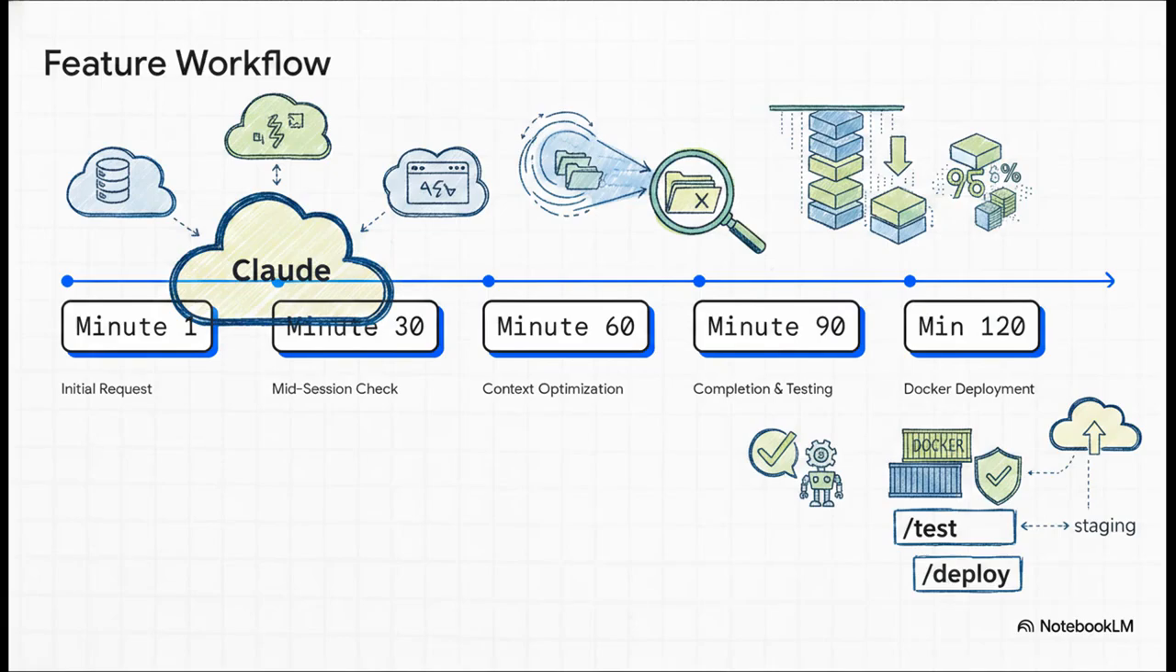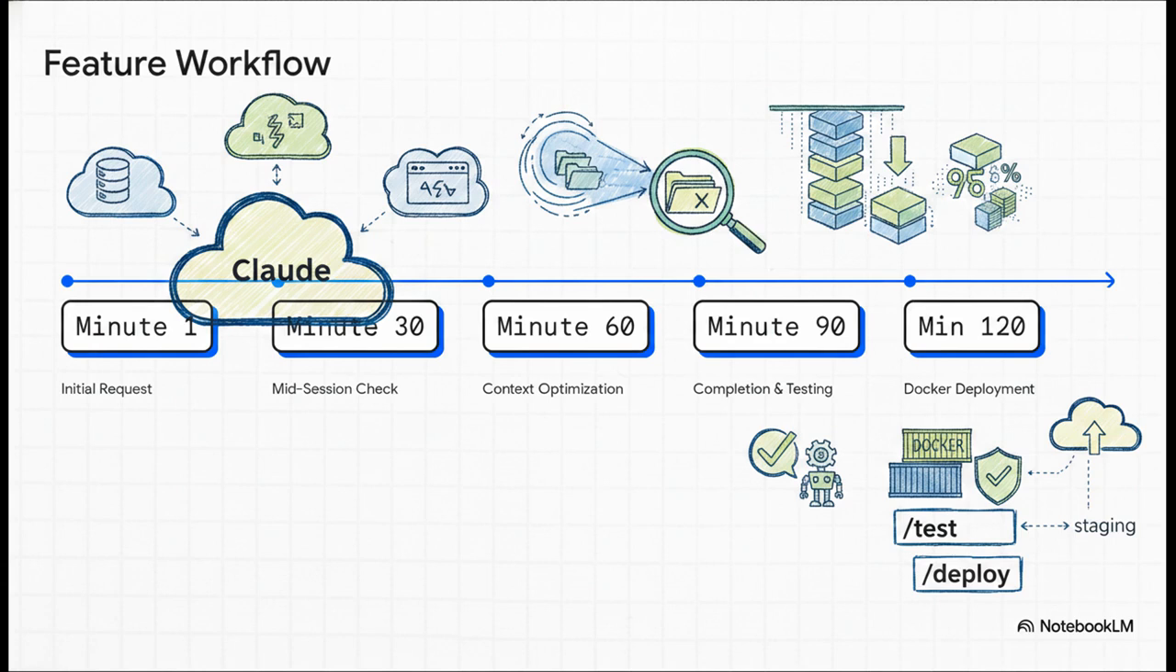At minute 1, you drop the initial request. Say you're building a brand new microservice. Claude instantly spawns subagents to handle the database, the API, and the front end all in parallel. By minute 30, during a mid-session check, the context is perfectly managed. Only the relevant files are actively loaded. At minute 60, you start hitting a token ceiling, so you run context optimization. Compaction kicks in, saving you 95% of your tokens, so you don't even have to break your flow.